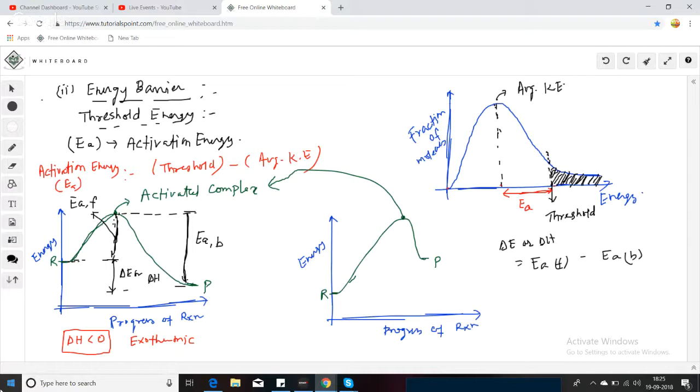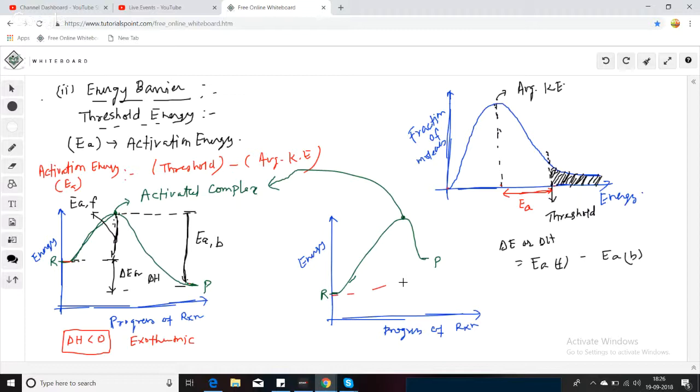Is it clear? Yes, negative. Del H is negative for exothermic, no? And that is why you see the reaction is starting from high energy and ended up with low energy. So whatever the difference in energy we have, that must come out, no? And that is why it is exothermic. Is it clear, Ramcharan? With the graph also it is clear, and mathematically also it is clear, right? Similarly, everything is the same over here.